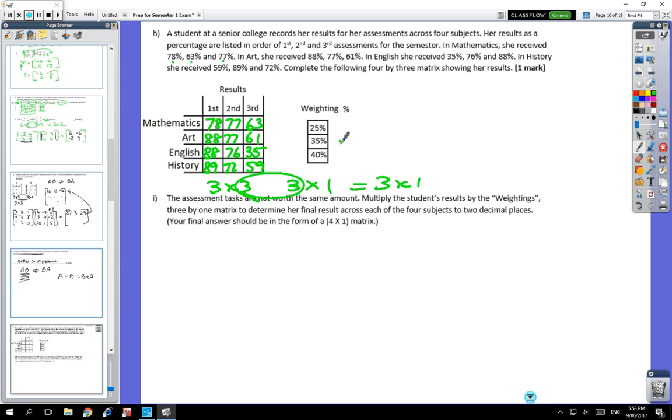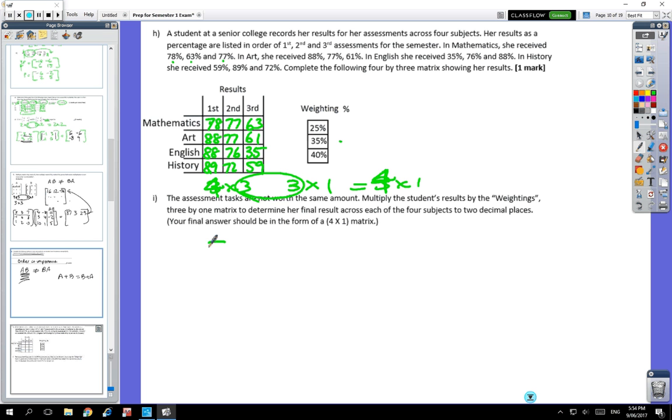Oh, hang on. Beg your pardon. That's a 4 by 3. 4 rows. And so the answer will be a 4 by 1. My mistake. Okay, 4 by 3 and a 3 by 1 gives you a 4 by 1. So I'll just do the first one.